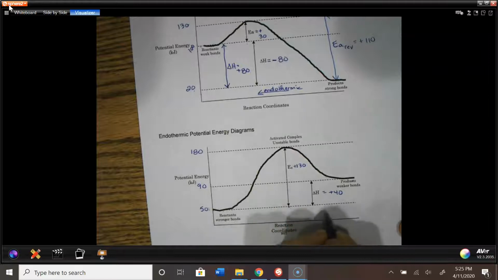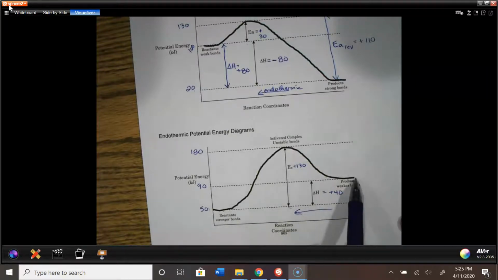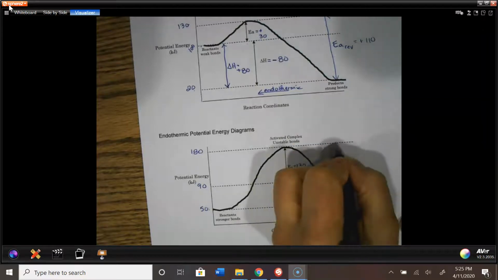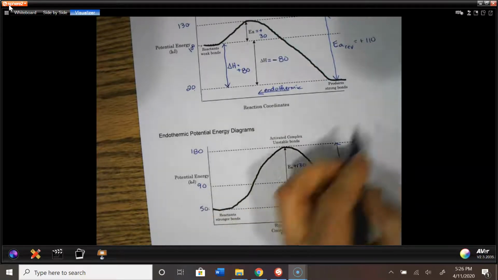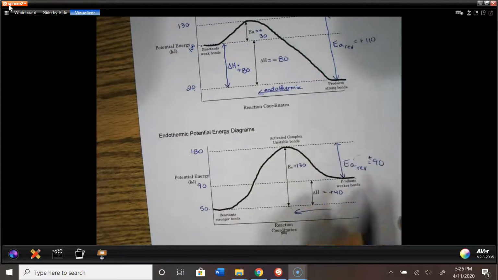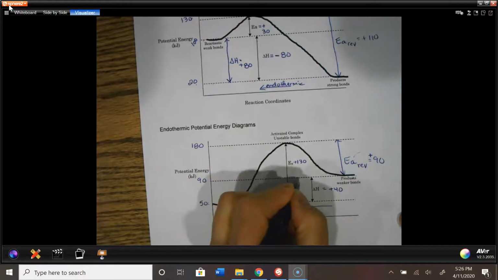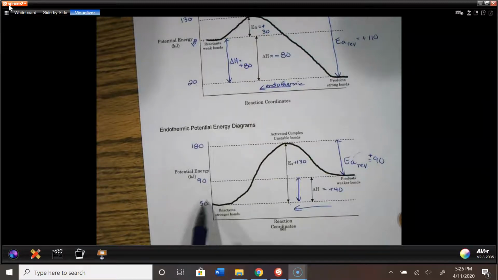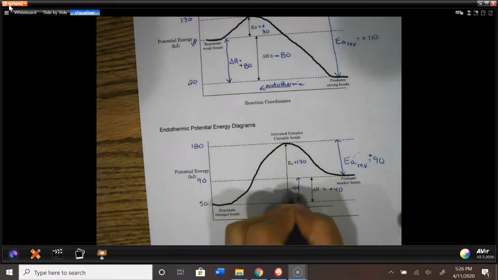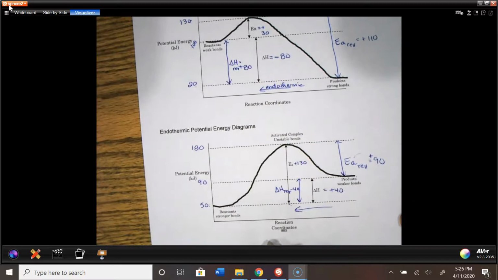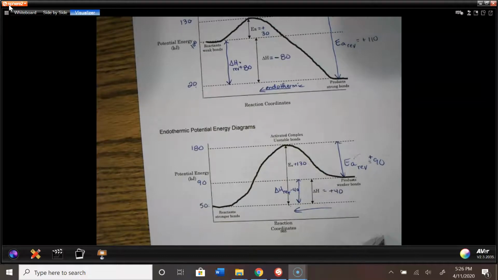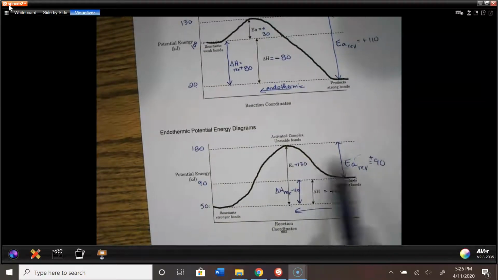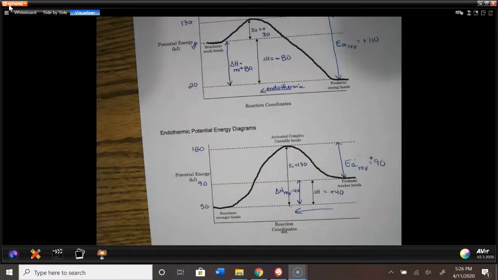If we look at this in the reverse, let's think about what's going on. So products to activated complex is the energy of activation in the reverse. That is just 90, but still positive. Delta H in the reverse, still the same value, 90 to 50, but now it's negative 40 in the reverse. I should have put down this was the reverse up top here too. Okay, so the reverse is going to be the same magnitude, opposite sign. Activation energies are always going to be positive, but one's going to be much larger than the other.